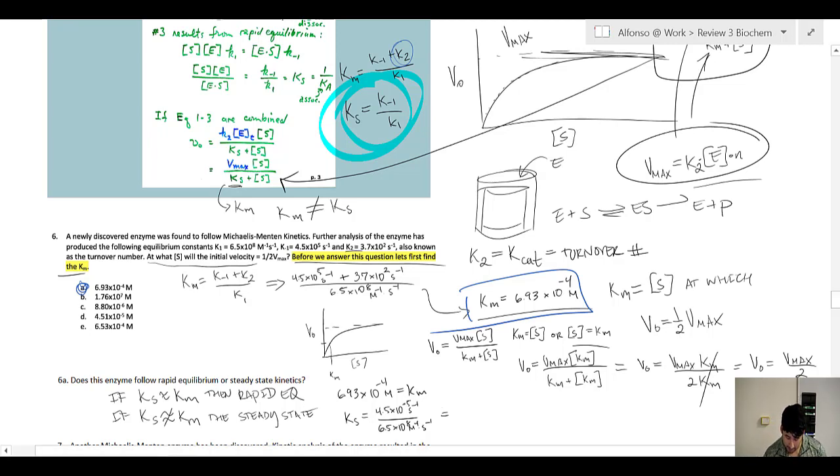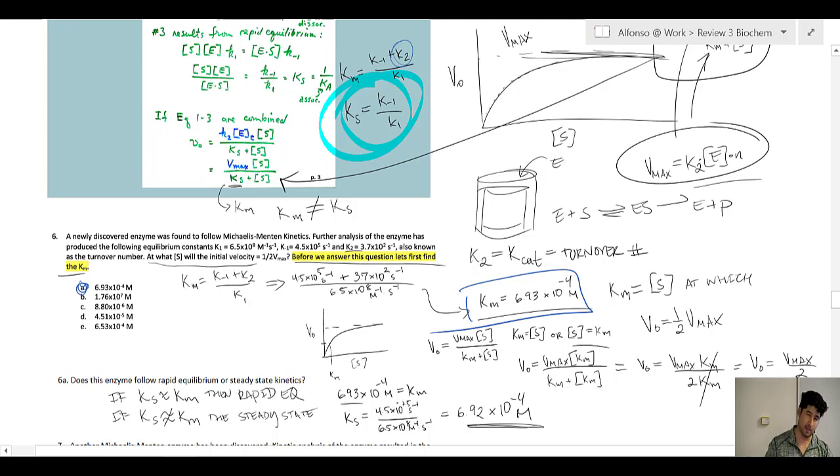I put a -5 right there, that should be a +5. So 4.5 times 10 to the fifth over 6.5 times 10 to the eighth. That number is 6.92 times 10 to the negative fourth molar. So this is our Ks and this is our Km.